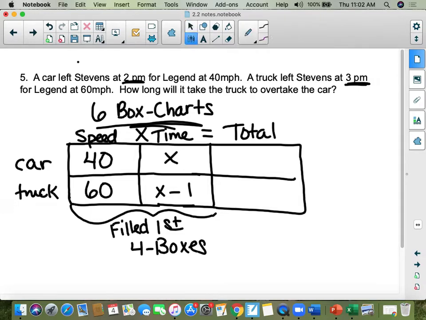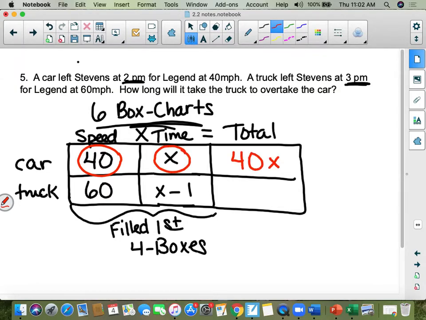This is what you do. You take the 40 and you multiply it by X, and that's what goes in the last box, 40X. You take the 60 and you multiply it by X minus 1, and you're going to get 60X minus 60, the famous distributive property. That's how you fill in those last 2 boxes.